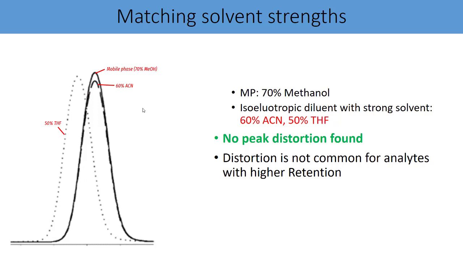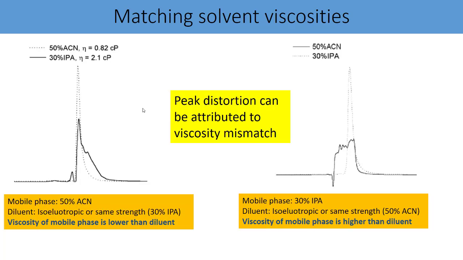Distortion is not common for analytes with higher retention is another important point you must consider. The second important point is about the viscosities now. In the first example on the left side of the screen, your mobile phase is 50% acetonitrile with the viscosity of 0.82 cP. Your diluent is isoeluotropic, meaning having similar strength but with the viscosity of 2.1 cP.